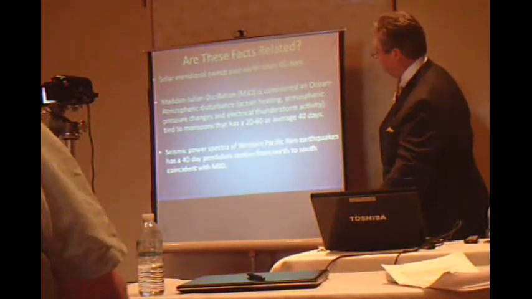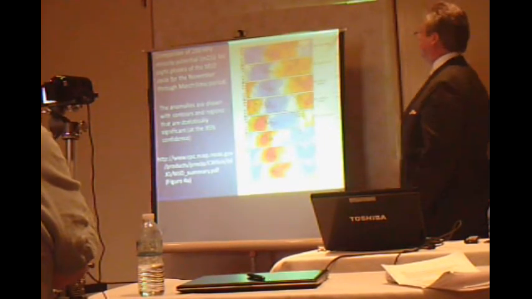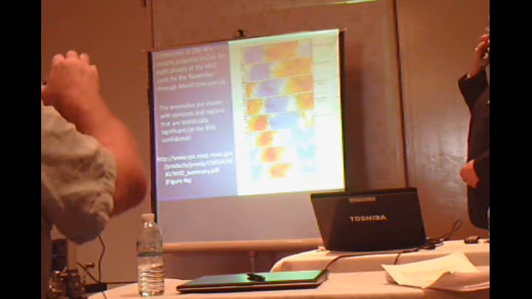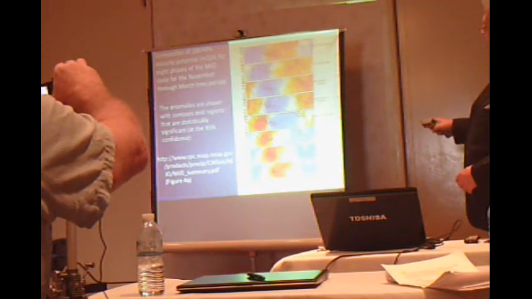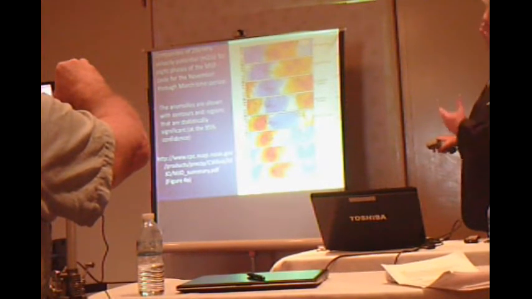So, are these things related? Can't prove it, but it's mighty suspect. So here's what happens when your Madden-Julian moves through. You get your sea surface temperature moves through. There's a precipitation anomaly associated with this.